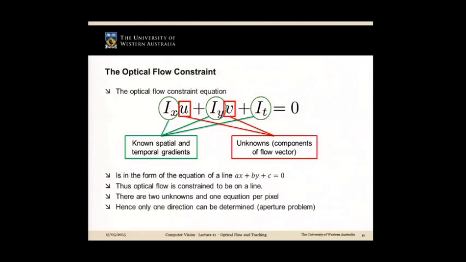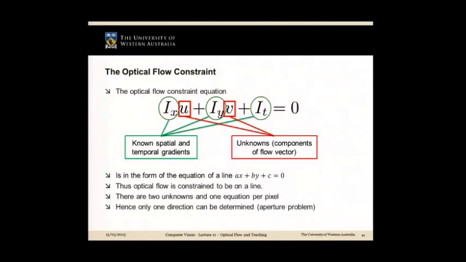So Ix, Iy, It are the known variables, while u and v are the unknown variables, and we are trying to calculate these two variables. Now if you look at this expression, the optical flow constraint equation, it is in the form of the equation of a line, Ax + By + C = 0. It's exactly the same. So optical flow is constrained to be on a line. There are two unknowns and one equation per pixel.